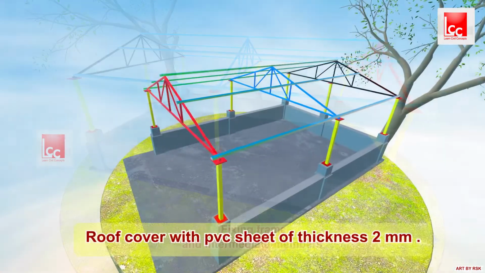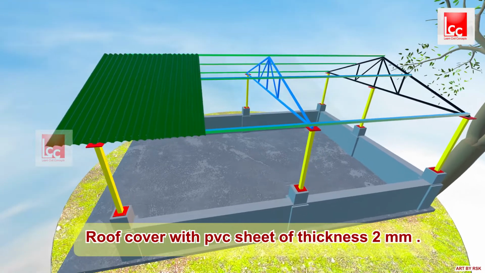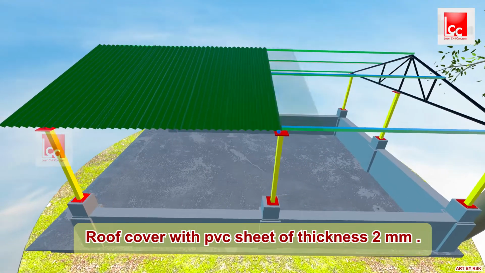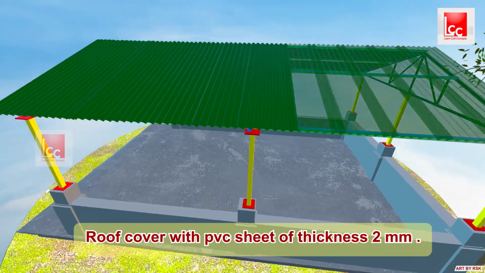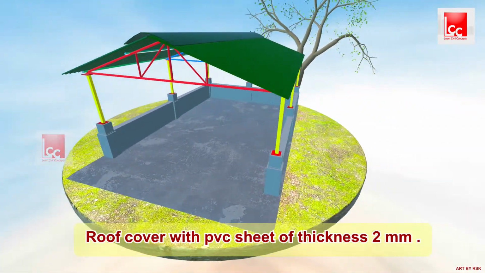We will cover the roof with PVC sheets of thickness 2 mm. Overlapping in the sheets is done and the sheets are fixed to the intermediate members of the structure with the help of screws. The ridge is covered to avoid any seepage during rain.